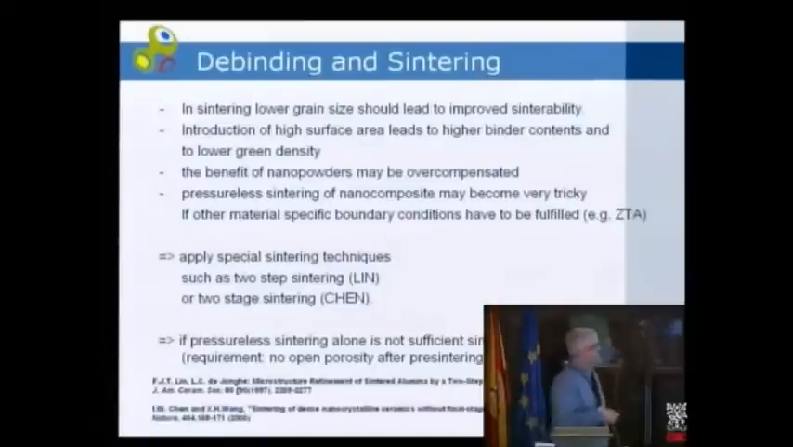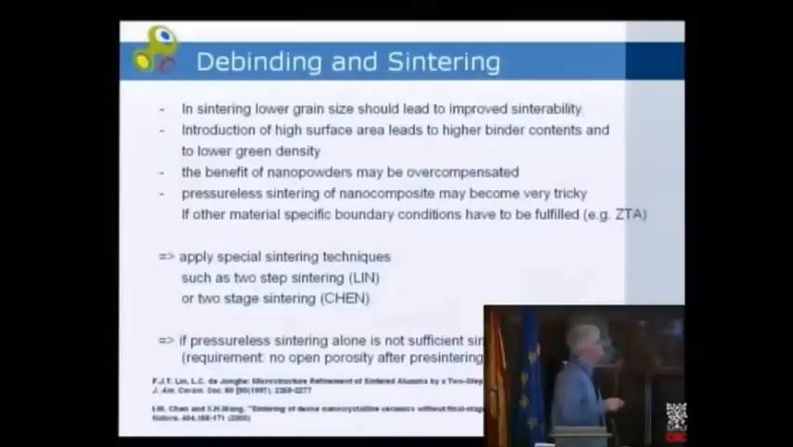And pressureless sintering of nanocomposites with the very fine-grained additives may become very tricky, especially in such cases where other boundary conditions have to be fulfilled. For example, at ZTA, you should limit the sintering temperature to a certain limit to avoid the growth of the zirconia. So what we can do is apply some special sintering techniques, such as two-step sintering or two-stage sintering. Two-step sintering is holding quite a long time at a low temperature, let's say 800 degrees for 1 or 2 days, and then make a conventional sintering process.